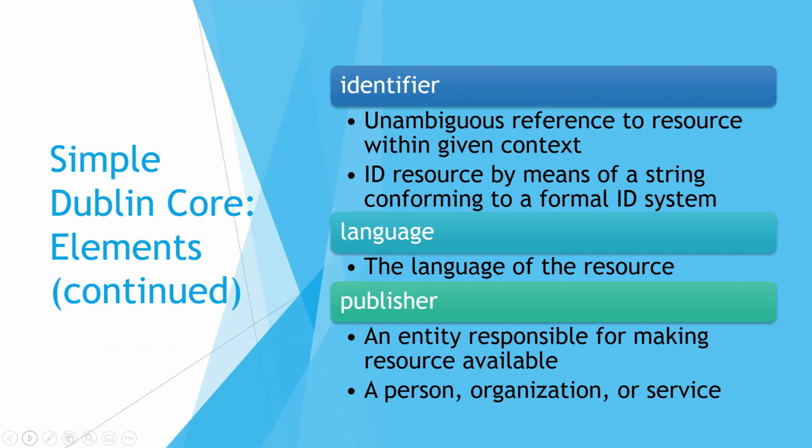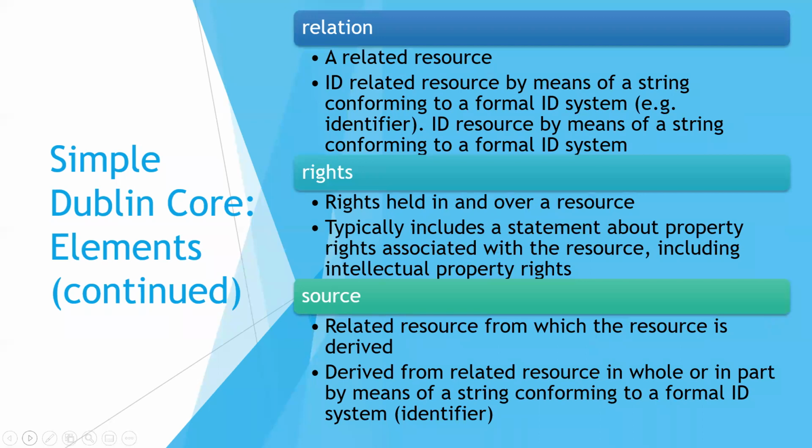So identifier is the unambiguous reference to a resource within a given context. It identifies the resource by means of a string conforming to a formal identification system. Language is the language of the resource. Publisher is an entity responsible for making the resource available, and that can be a person, organization, or service. And we will go over examples so you can see these in action instead of just listening to words describing what they are.